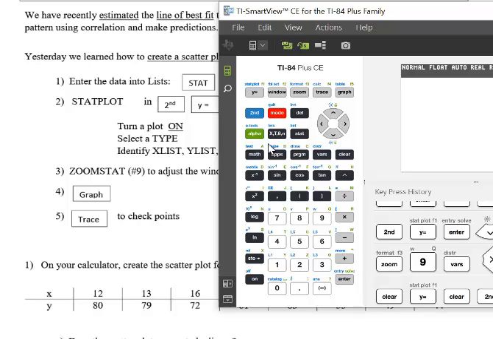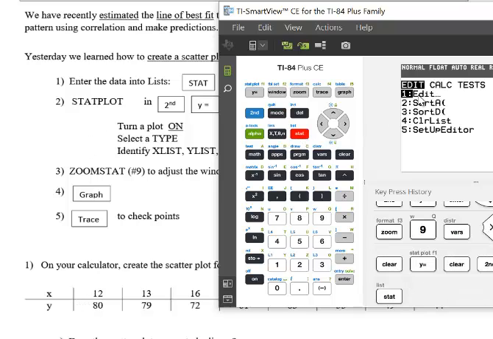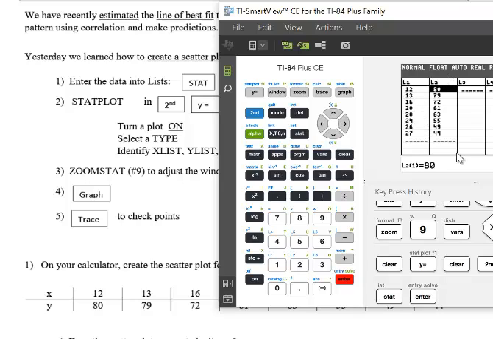Okay, so we're going to go to Stat, Edit, List 1, List 2. I already did it here, but you would just delete whatever is in there by going up and then pressing Clear, and then typing in all of your information. All right, so I have it there, and now we're going to get on with showing the scatter plot here.